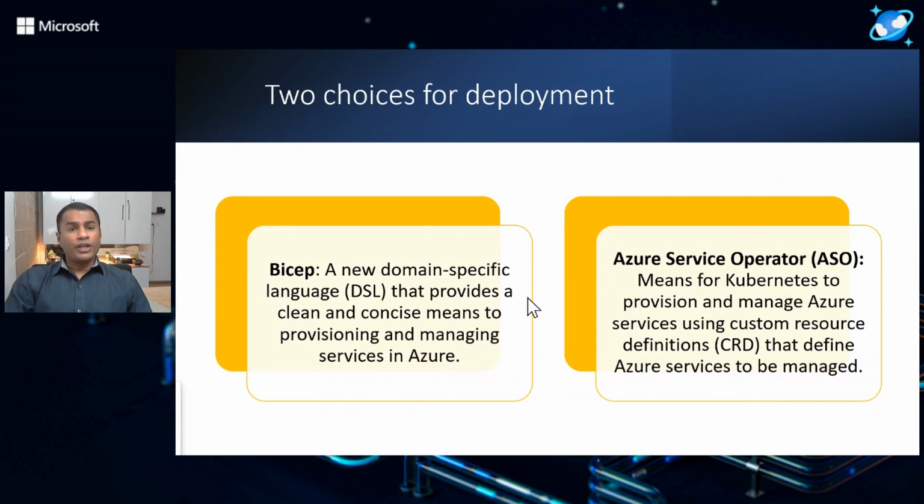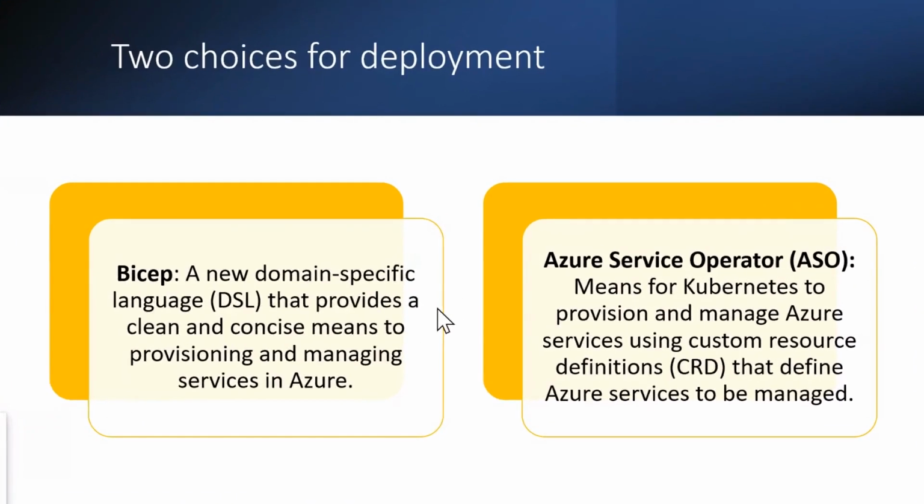So when we talk about deployment of these containers or these services on Azure, there are two ways you could do it. We have the ARM templates, and we have Bicep, which is a simplified format of ARM. It is very easy to use, and it can be used to make sure that your services are all deployed properly on production. Then we have ASO.